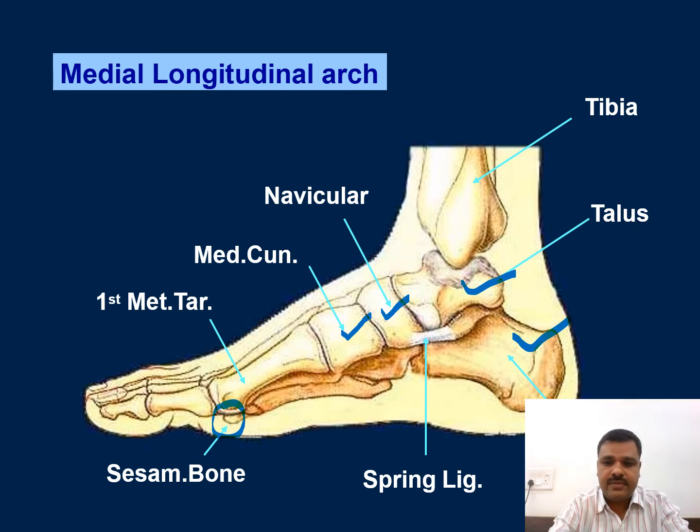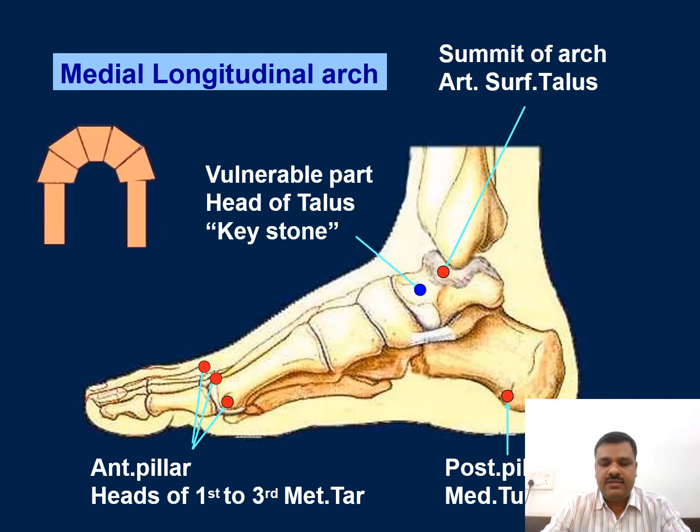Now the arch has been categorized into the pillars and the ends. The medial longitudinal arch has an anterior pillar and posterior pillar, anterior end and posterior end. The anterior pillar is formed by the medial three metatarsals, that's first, second, and third metatarsal, and the anterior end is formed by the anterior most ends of the three metatarsals. The posterior pillar is short and stout, which is formed by the medial half of the calcaneum, and the posterior end is formed by the medial tubercle of the calcaneum.